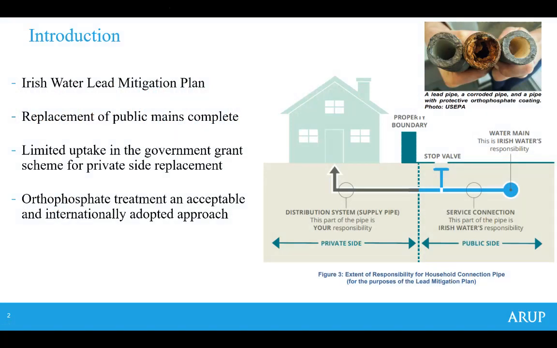There's been a limited uptake in the government grant scheme for private side lead replacement, and as such, until the amount of lead services can be reduced, Irish Water proposed to treat the affected water supplies with orthophosphate, which is an internationally accepted method for the treatment of this issue. Orthophosphate creates a coating on the internal of the pipe, which prevents lead dissolution.